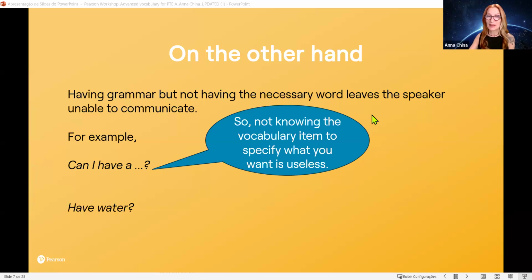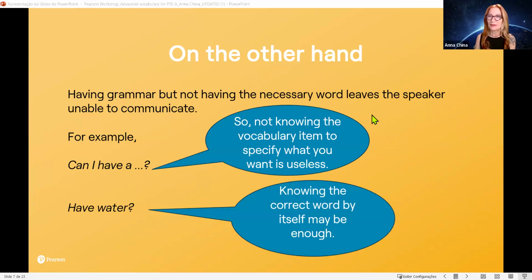perfect. Now, if I say "Have water?" or "Have water." or just "Have water," it doesn't even really matter the intonation that you're using, but the message is there. The person who says "have water" wants water. So like I said, to a certain extent, vocabulary is priority, okay?